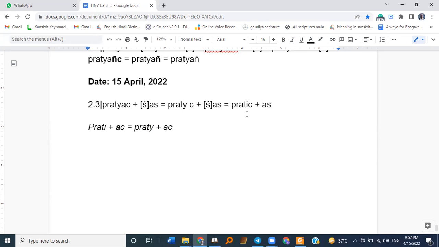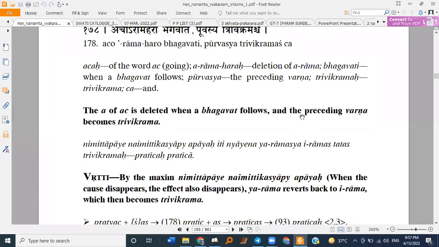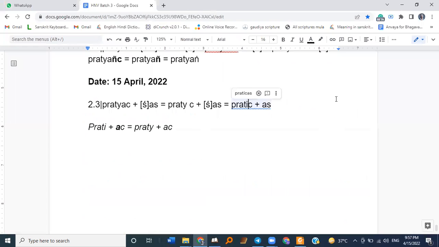And then, after redoing Y into E Rama, Purvasya Trivikramascha, the preceding Varna becomes Trivikrama. This E Rama becomes Trivikrama. So Pratichas and Sara Ramayur Vishnu Sarva Vishnu Padante Pratichah. Prachyavachi Pratichastha in Amar Kosha, the four directions. Prachyavachi Pratichastha Purva Dakshina Pashtima, like that. So we get Pratichah.